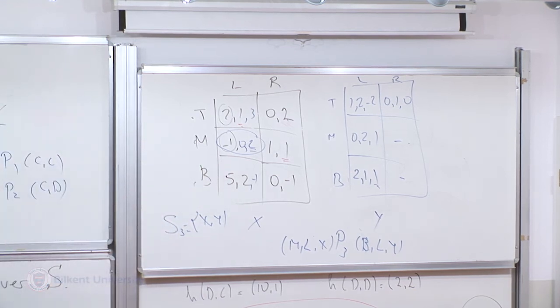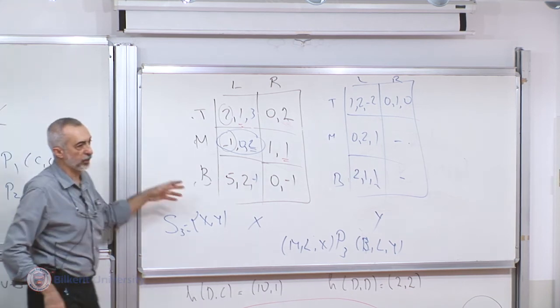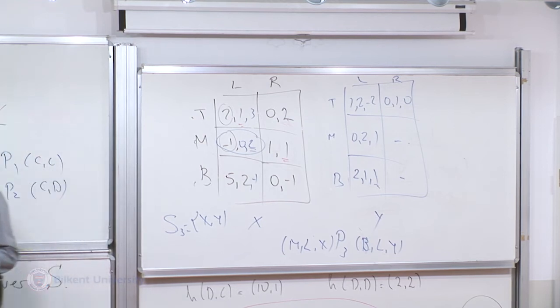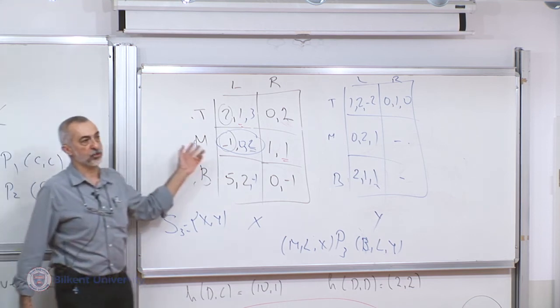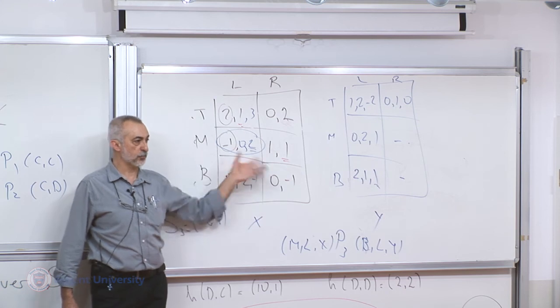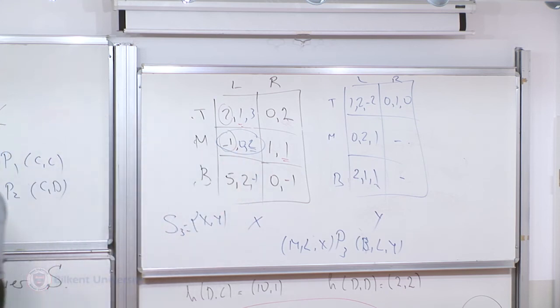Any questions? But whenever I give you a tabular representation, or whenever you see a tabular representation of a strategic form game, you should be able to read it like that. Deduce how many players there are, what the strategies of the players are, and what the preferences of the players are, just by looking at the table. Okay? Any questions? None? Okay.